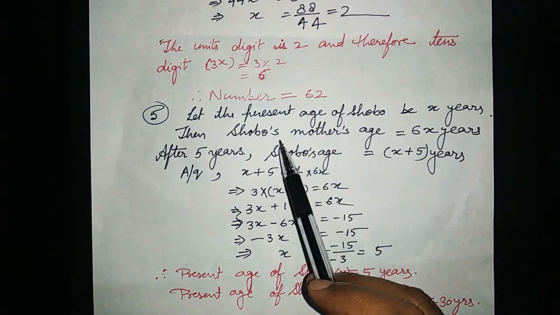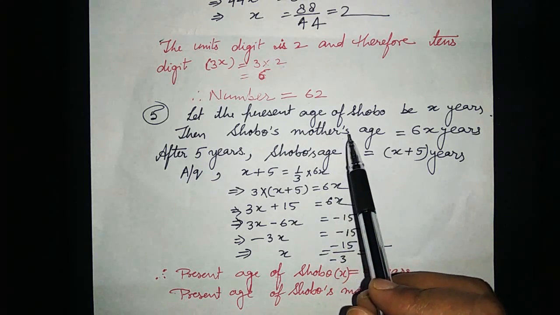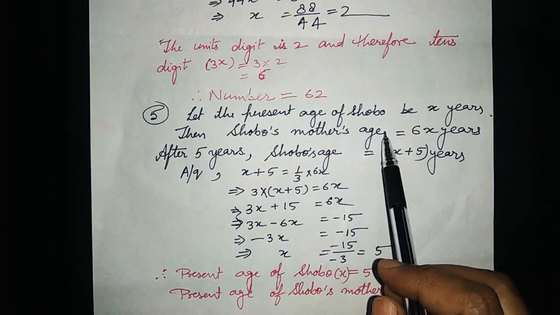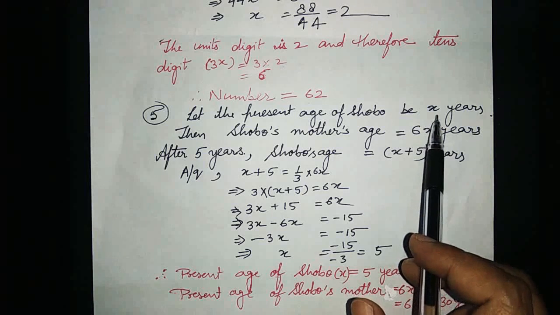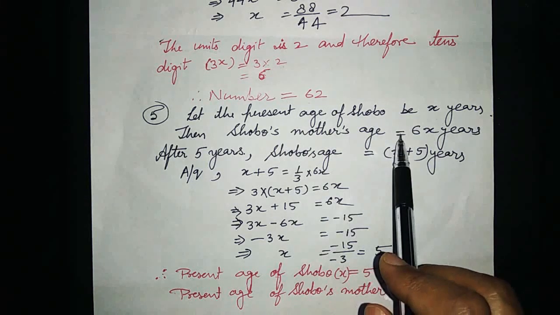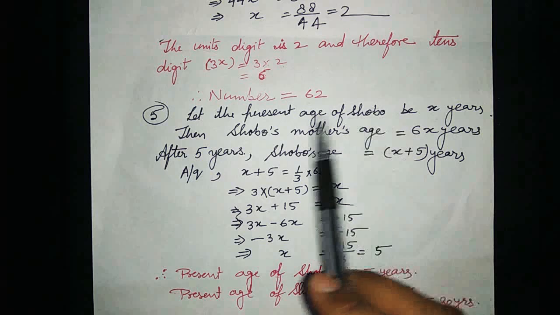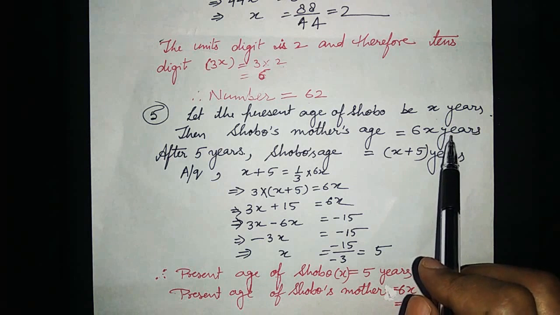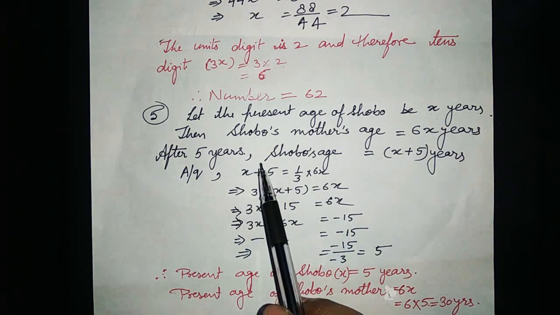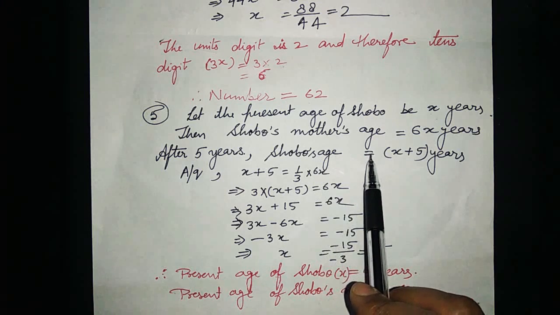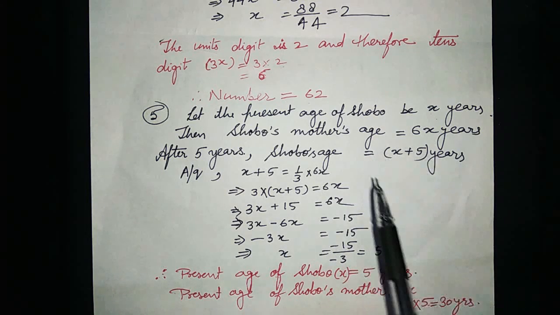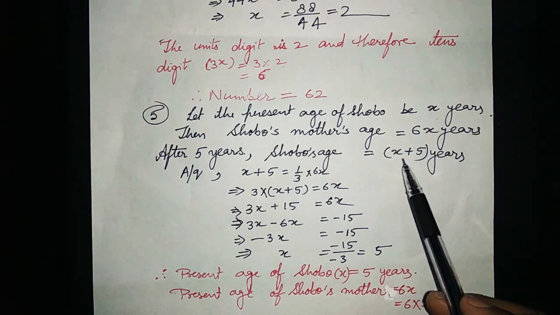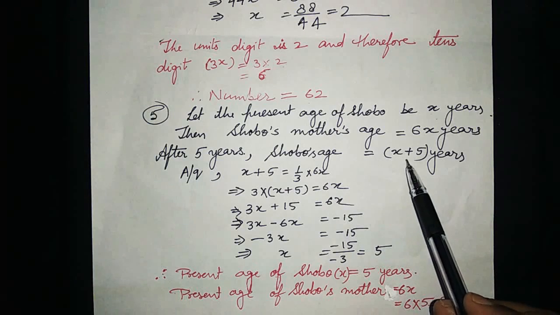After that you can tell Shoboz's mother's present age. Shoboz's mother's present age is 6 times Shoboz's present age. So you will multiply this x by 6. Then Shoboz's mother's present age will be 6x years. And after 5 years, what happens? Shoboz's age is equal to x plus 5 years. We will add 5 to the present age of Shoboz. Then we will get Shoboz's age after 5 years.